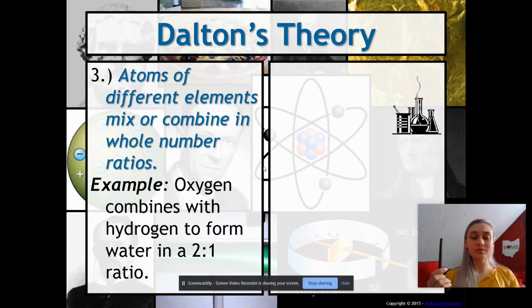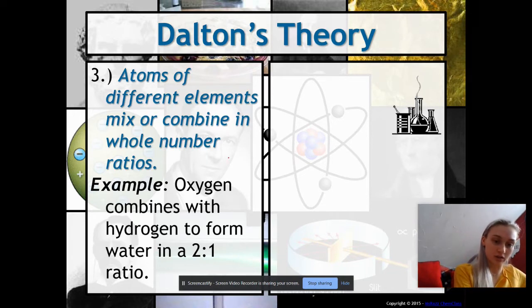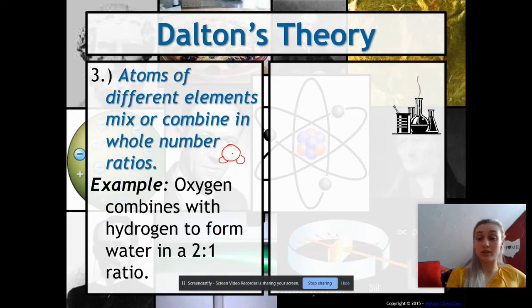So the example is oxygen combines with hydrogen to form water in a 2-to-1 ratio, which we know is true because water looks like, we have the oxygen atom and then we have the 2 hydrogen atoms. So it would be 2 hydrogens for every 1 oxygen. And those are whole numbers, right? They're not decimals or anything.